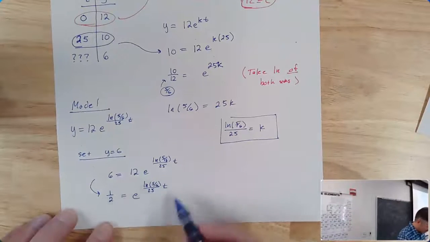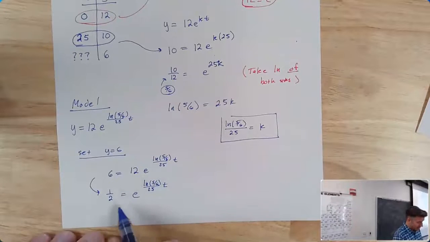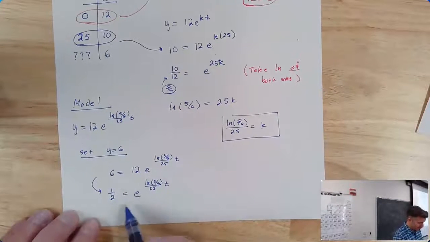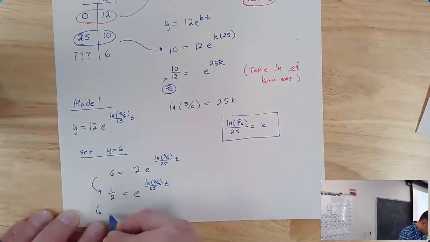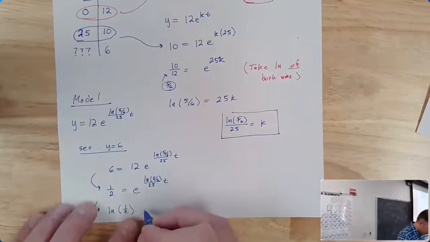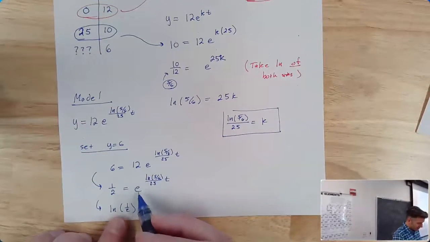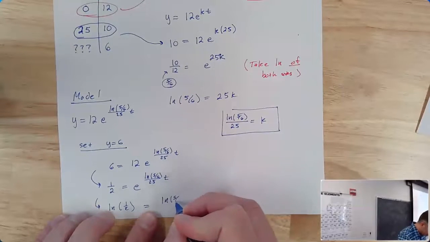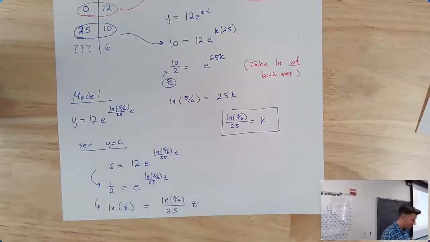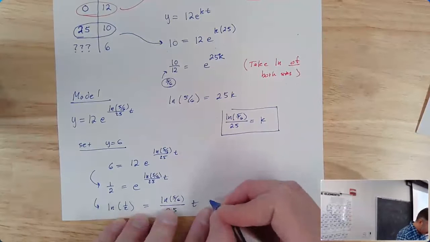So let's see here. I'm going to take the natural log of both sides again. I know that on the right-hand side, the natural log of e to some stuff is just the stuff. So I'm going to get the natural log of 1/2, taking the natural log of the left side, equal to the natural log of e to the all this, which is just the all this. So it's the natural log of 5/6 divided by 25 times t. I'm going to show the work for the next step though, because I feel like I kind of glossed over it last time.